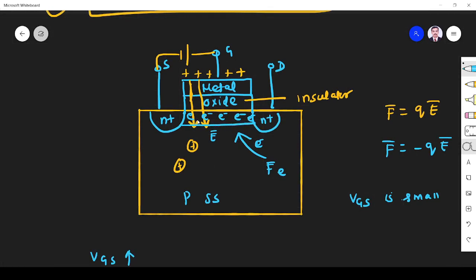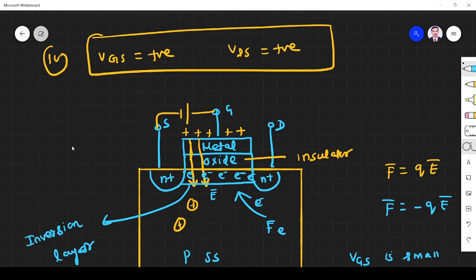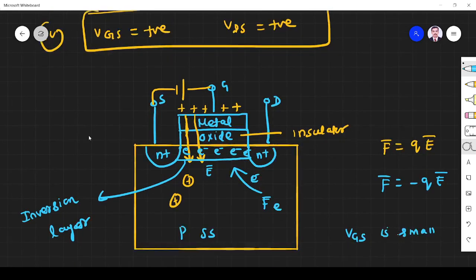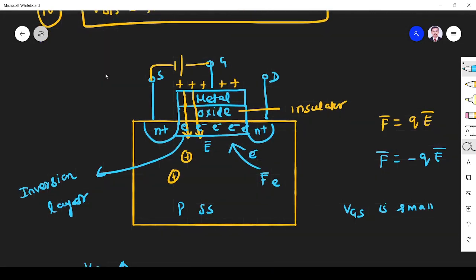Why is it called an opposite layer? Because here the majority carriers are holes, and here they are electrons. So in the p region, a layer of electrons is formed. This is called the inversion layer. The formation of the inversion layer occurs when VGS is positive and VDS is positive in the N-channel MOSFET. So the condition is very, very important.